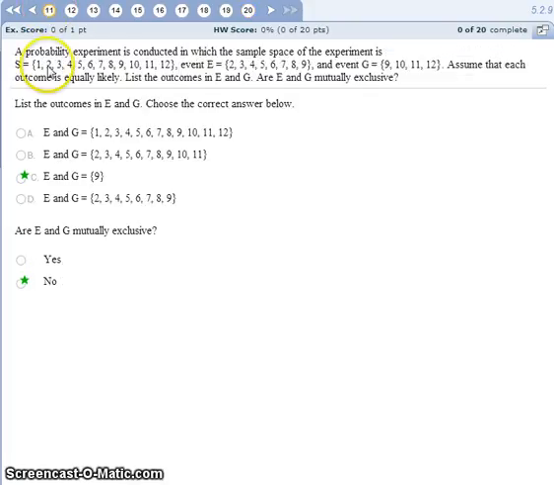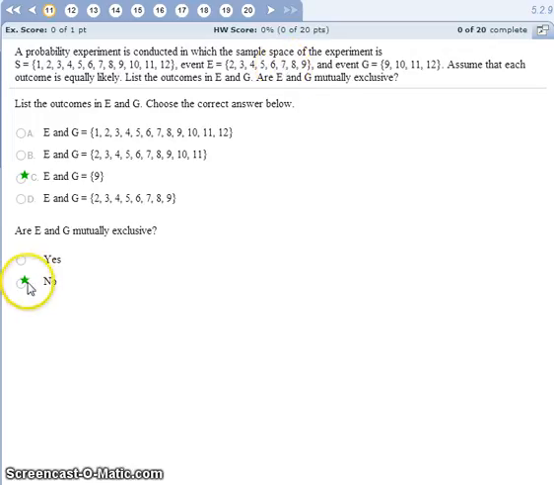For number 11, the sample space are these numbers right here. So maybe all these numbers are in a hat and we're going to draw one of them out. We're going to say we hit event E if one of these numbers is drawn. Event G is if one of these numbers are drawn. So are E and G mutually exclusive?